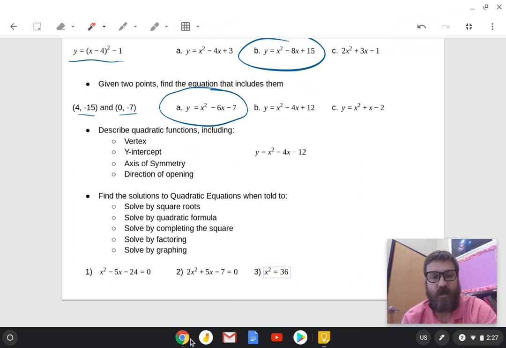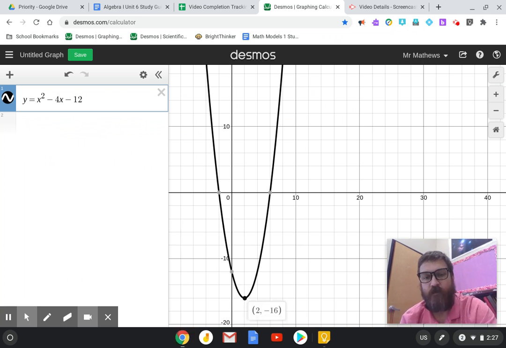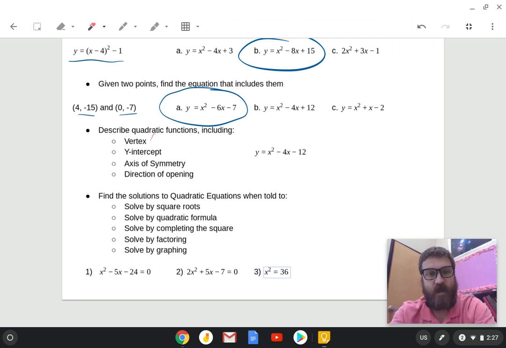First things first, the vertex. Remember, the vertex is the point where it goes at its lowest or highest point, depending on where it opens. This one is (2, negative 16). So that would be my vertex, (2, negative 16). It opens up. We can see that just in our graph, pretty straightforward. The graph opens upward.